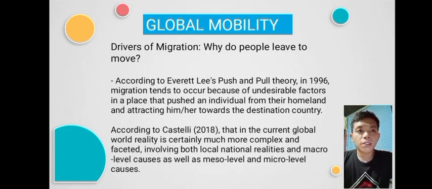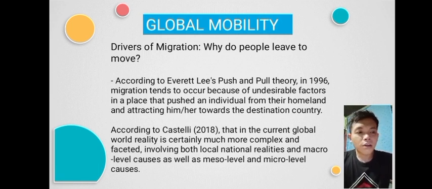Let's get to the bigger question: the drivers of migration. Why do people leave? Since migration is as old as humankind, it is very long. People have always moved in search of better living conditions for themselves and for their loved ones, or sometimes people want to escape dramatic situations in their homeland.